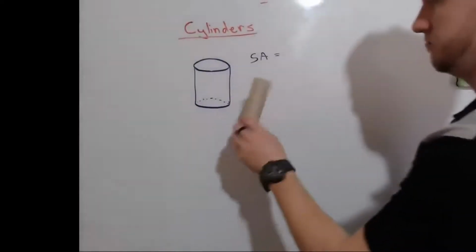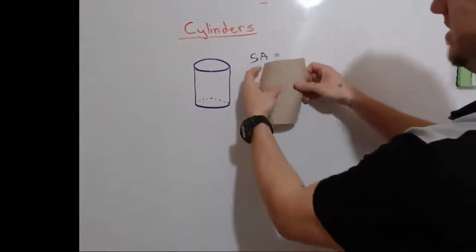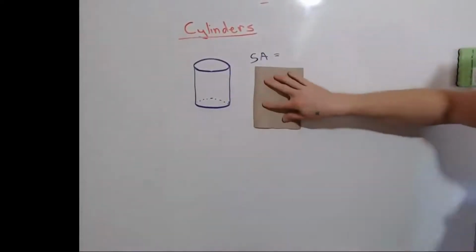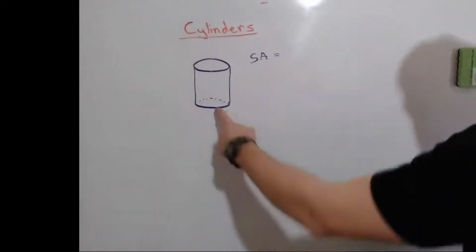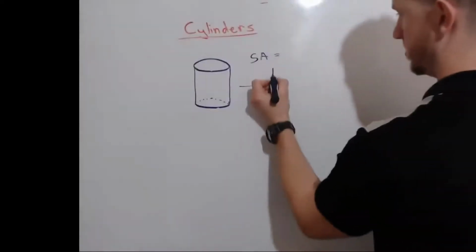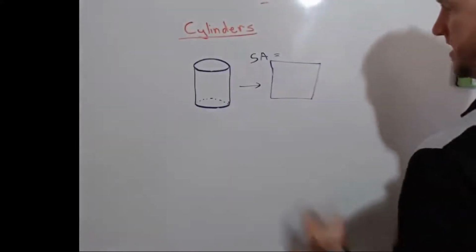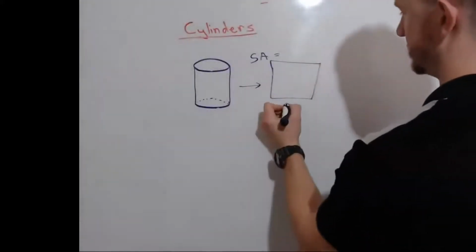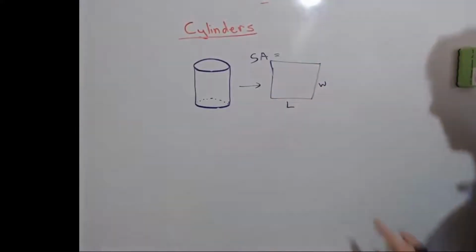If I take a normal looking toilet roll and I cut it down the middle and fold it out, notice that the shape it makes is just a rectangle. So my cylinder with no ends is equivalent to just a plain old rectangle. So now I just want to know, what's the area of this? We know it's length times width, base times height, whatever we call it.